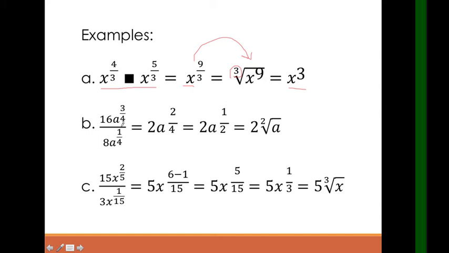Another, we have 16a raised to 3 fourths over 8a raised to 1 fourth. Since this is greater than 1 fourth, so sa numerator natin siya. So 16 divided by 8 is 2. Just copy the variable. And then we have 3 fourths minus 1 fourth is 2 over 4, raised to 2 fourths. And that's equal to 2a raised to 1 half. 2 fourths, the lowest term is 1 half.